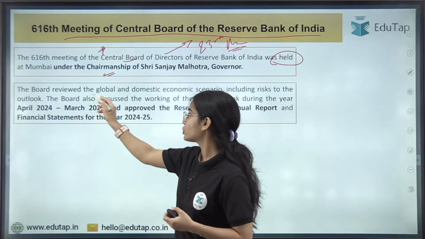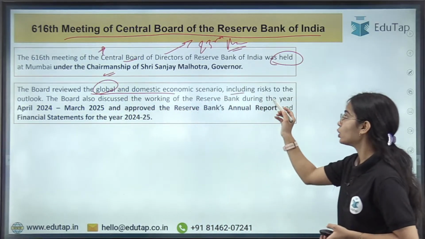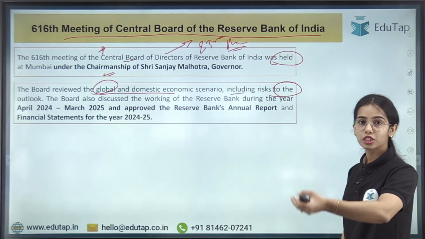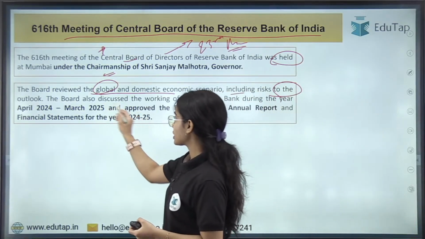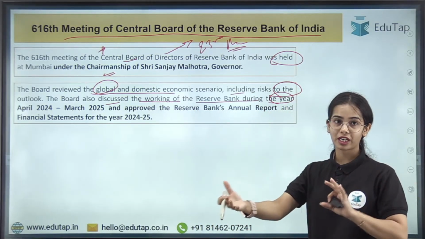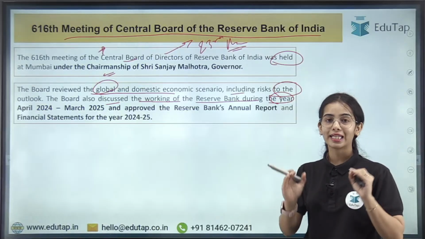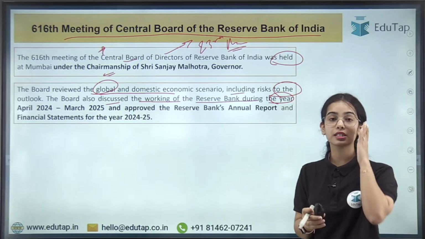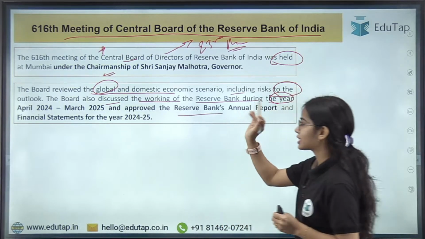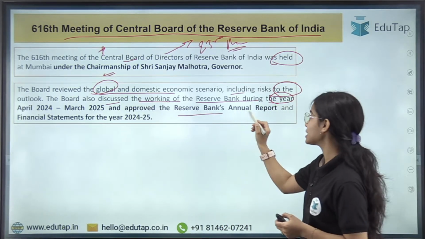The Central Board reviewed the global and domestic economic scenario, including risk to the outlook. The board also discussed the working of the Reserve Bank during the financial year 2024-25. So the previous financial year has finished, and that's why the Central Board has discussed the working in the previous financial year, and the Central Board of RBI has approved the RBI's annual report.